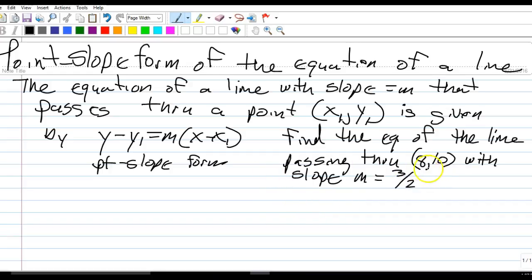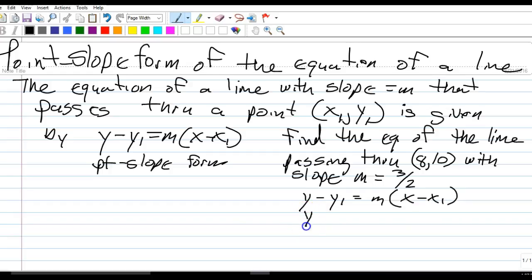So here I've given a point on the line and the slope. In order to write the equation of that line, I'm going to use the point-slope form of the equation. Just as the name implies, I have a point through which the line passes, the ordered pair (8, 10), and I also have the slope of that particular line, which is 3/2. So I'm going to simply substitute those values into the point-slope form, which is y minus y sub 1 equals m times x minus x sub 1.